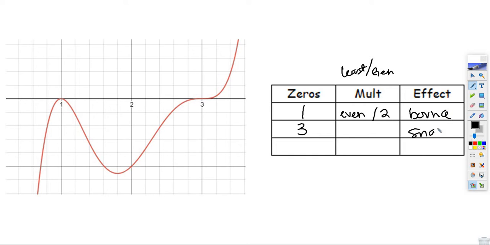So here we have that snake, and that lets me know that in general it has to be something odd. It can be 3, it can be 5, it can be 7, but it has to be something odd. So the very least, at the very, very least, it has to be a multiplicity of 3. Okay?